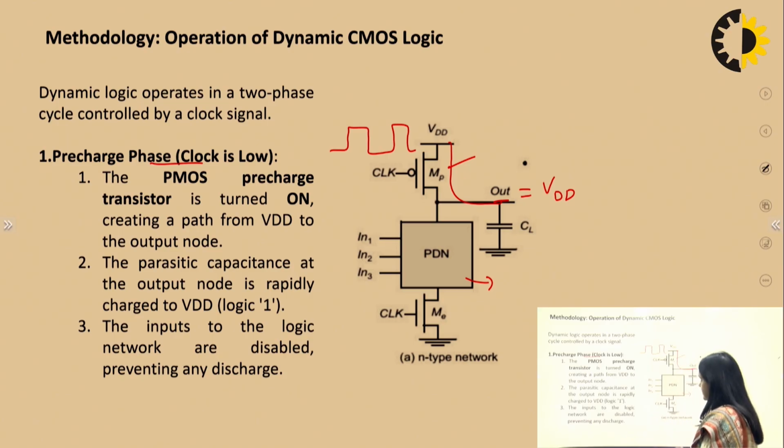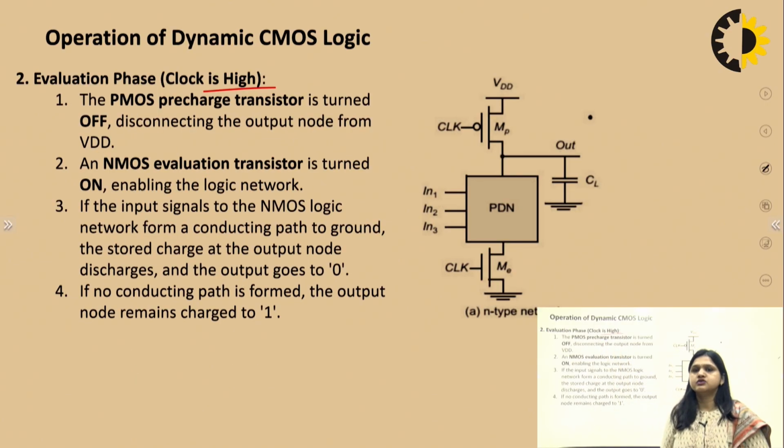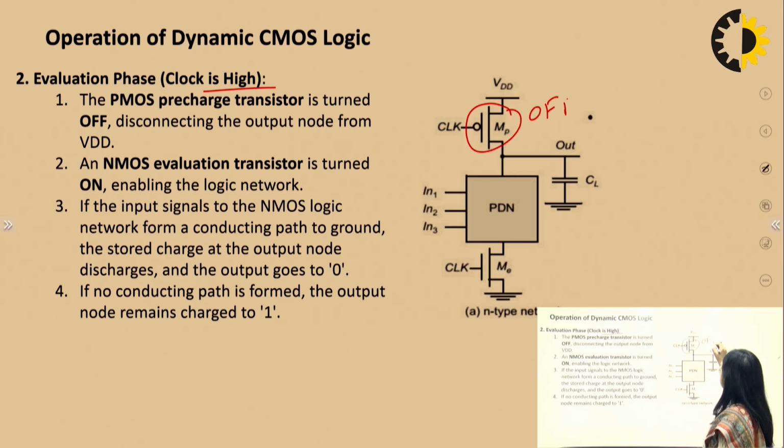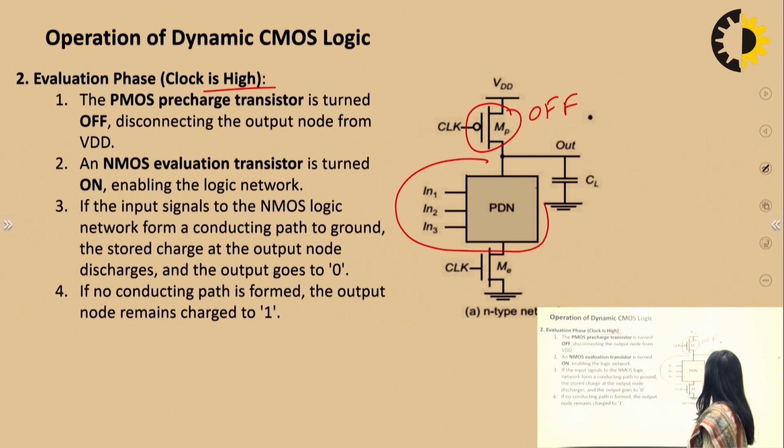So the second cycle is known as the evaluation phase, when the clock is high. When the clock is high, this transistor is off. That means there is no connection between VDD and the output node, so the output depends on these inputs. Whatever the connection in this PDN is, the output depends on that.